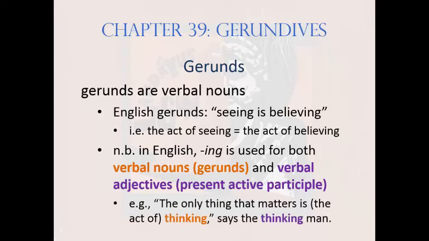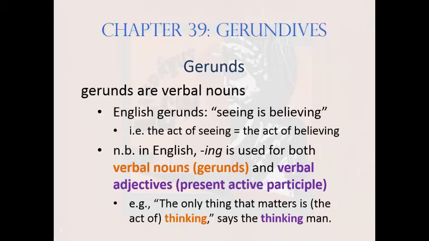So, for instance, the only thing that matters is thinking, that is, the act of thinking, a gerund, a noun, says the thinking man. This thinking is a participle, an adjective. The difference between gerunds and participles is not hard to determine. If the -ing word modifies a noun, it's a participle. But if you can put the words the act of in front of the -ing word, it's a gerund. It would be so nice if English didn't form gerunds and participles the same way, but it does.